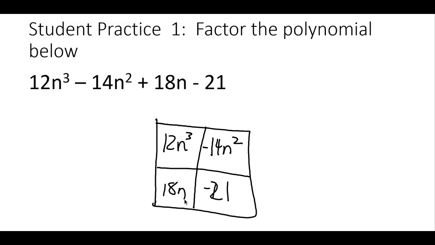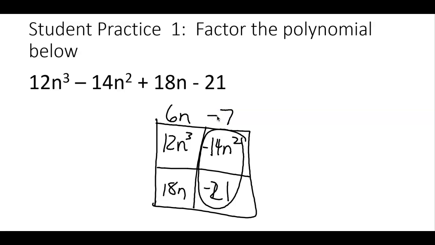All right, so Adrian, what can I take out of these two? Good. Good. Kevin, what can I take out of these two? 7. And notice how they're both negative. If they're both negative, you could take out a negative.